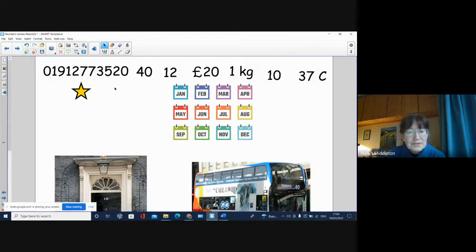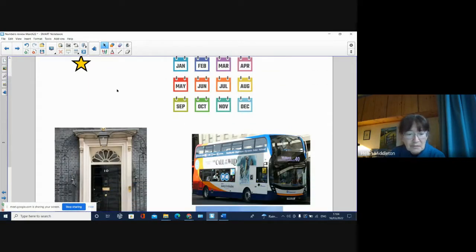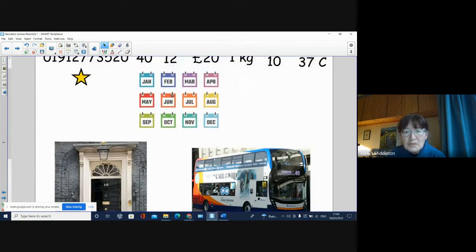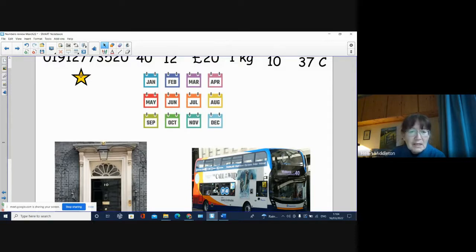Some more numbers that we still need to give a place to. These were months, weren't there? How many months? 1, 2, 3, 4, 5, 6, 7, 8, 9, 10, 11, 12. 12 months. So I need to write a number 12 next to this picture.